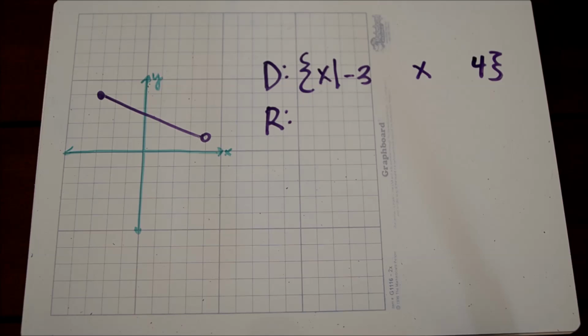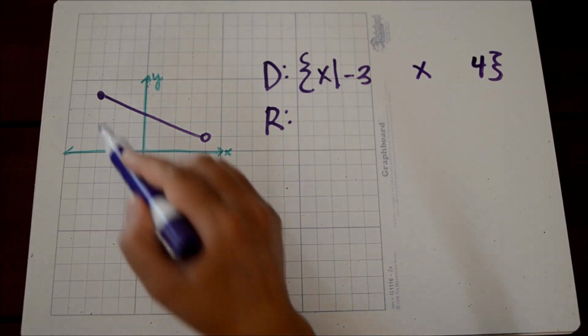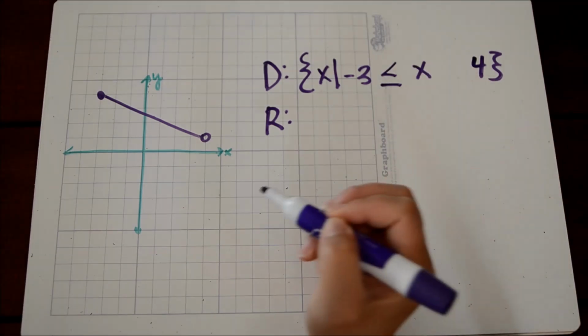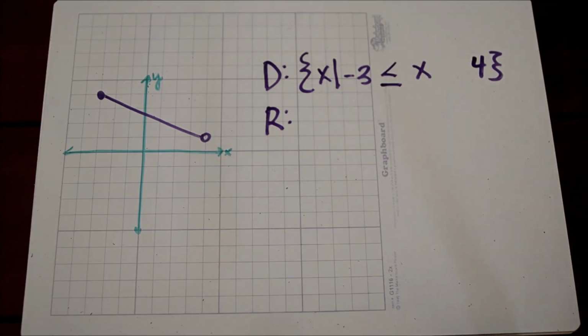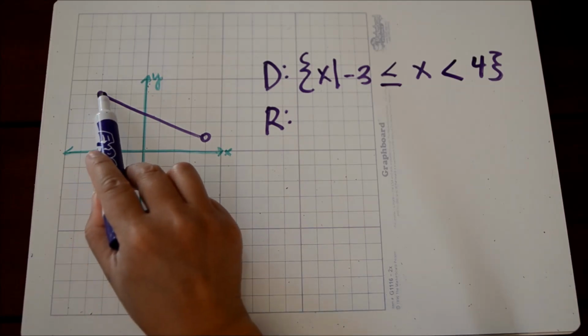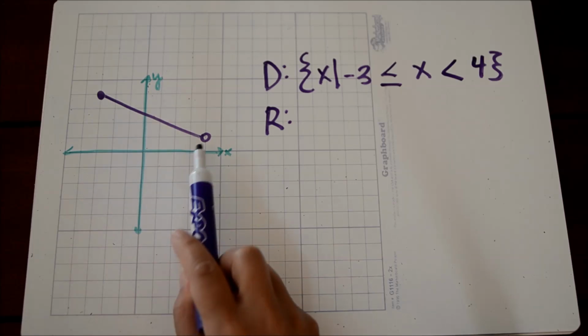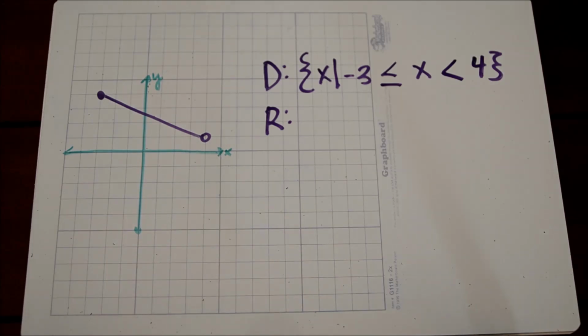At the -3, we have a closed circle. So that closed circle means -3 is included. We're going to use less than or equal to. At +4, it's an open circle, so we're just using the less than symbol. So our domain values are everything between -3 and +4. It does include -3, but it does not include +4 because of that open circle. So 4 is not a possible domain value, but 3.99999 would be because that is less than 4.